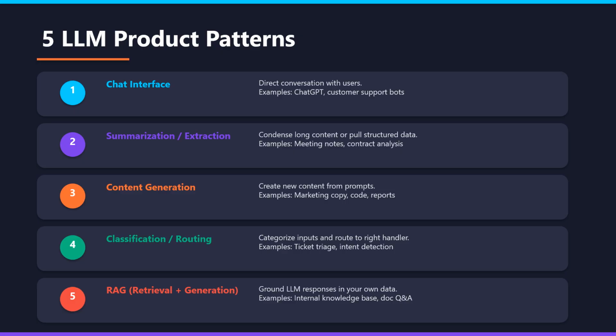Okay. Pattern 4: Classification and routing. Categorize inputs and route to the right handler. Examples: ticket triage, intent detection. This is often the highest ROI pattern because it's invisible to users but dramatically improves operations.